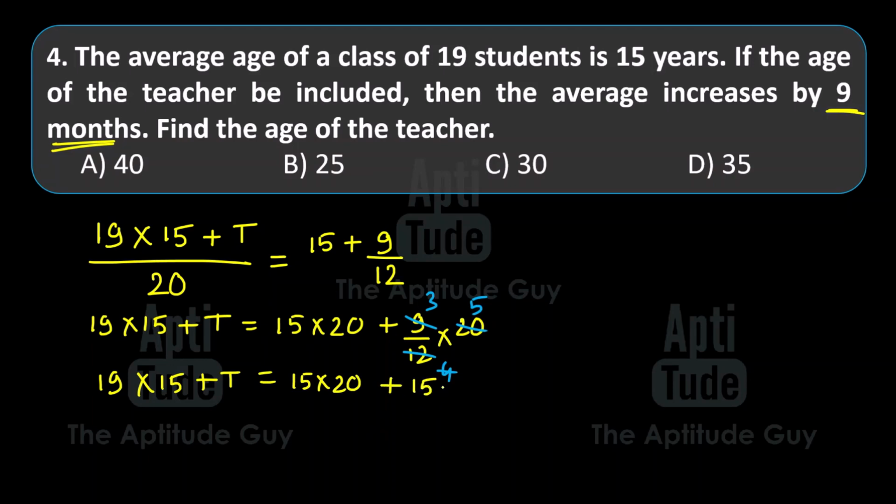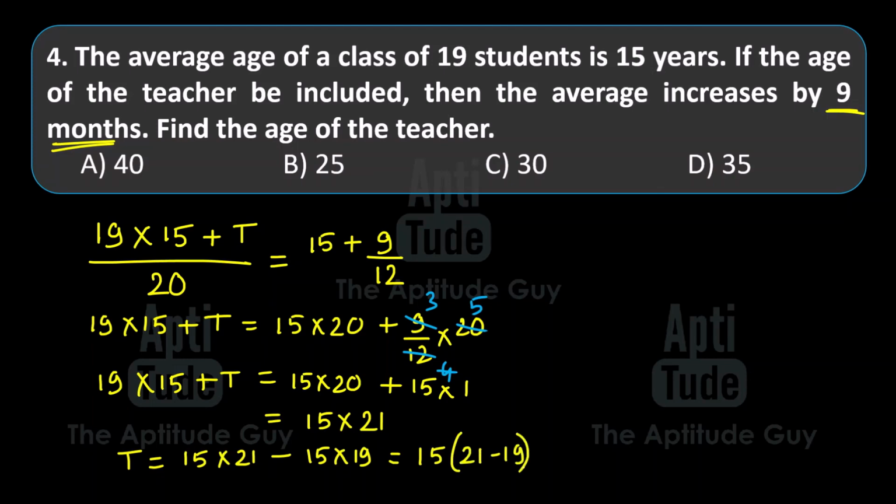So this 15 can be written as 15 into 1. So this can be written as 15 into, we have 20 plus 1, that is 21. So the teacher is equal to 15 into 21 minus this one, 15 into 19. This is equal to 15 common, 21 minus 19. So that is 15 into 2, that is equal to 30. That is the answer. This of course you have to do if you don't have access to calculator.